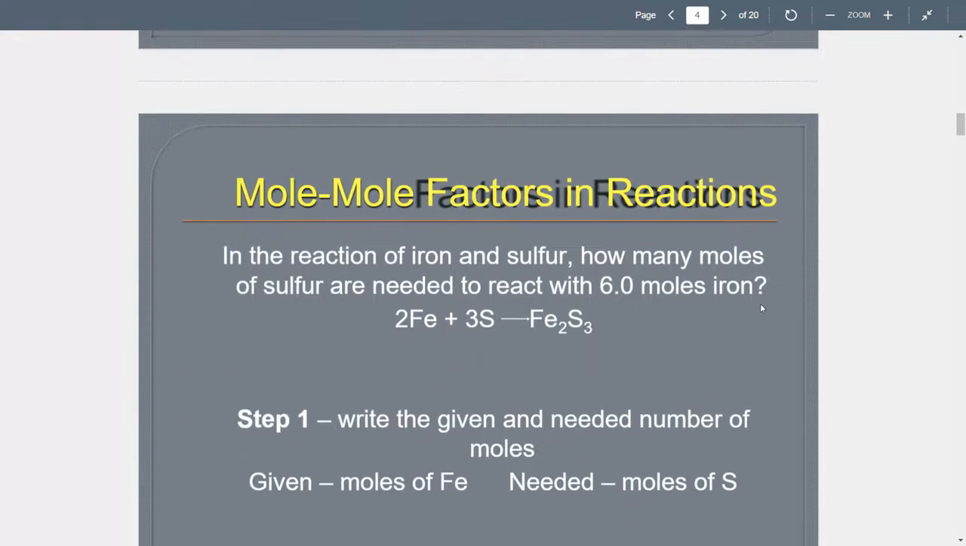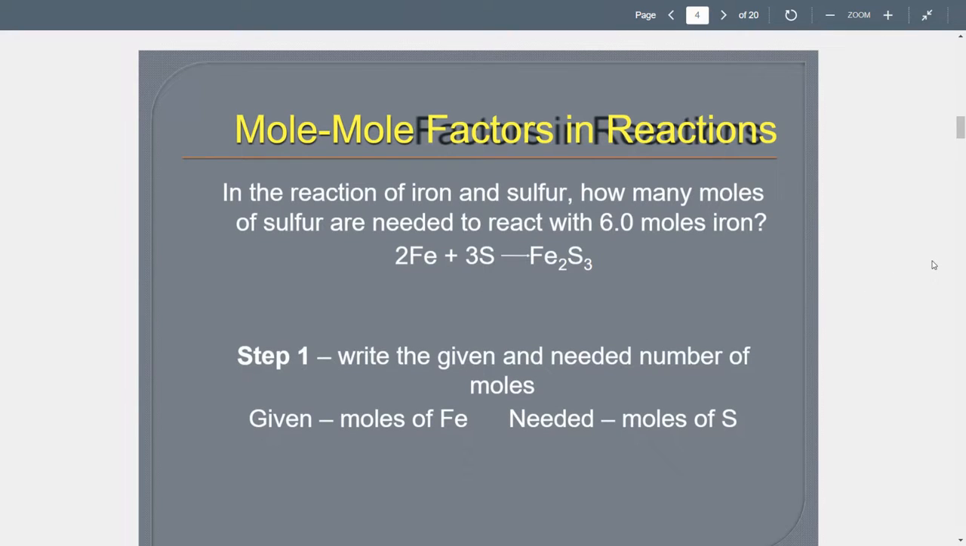So it says, in the reaction of iron and sulfur, how many moles of sulfur are needed to react with 6 moles of iron? Okay, so now these are easy numbers to deal with, so you could actually probably do this in your head. If you're looking at iron and sulfur here, it's a 2 to 3 ratio. So let's kind of break this down.